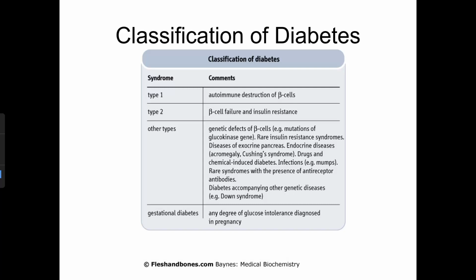Classification of diabetes. Type 1: autoimmune destruction of the beta cells. Type 2: beta cell failure and/or insulin resistance. Other types include genetic defects of beta cells, rare insulin resistance syndromes, diseases of the exocrine pancreas, endocrine diseases, drugs and chemically induced diabetes, infections, rare syndromes with the presence of anti-receptor antibodies, and diabetes accompanying other genetic diseases. And then there's the diabetes that happens during pregnancy, so any degree of glucose intolerance diagnosed in pregnancy.